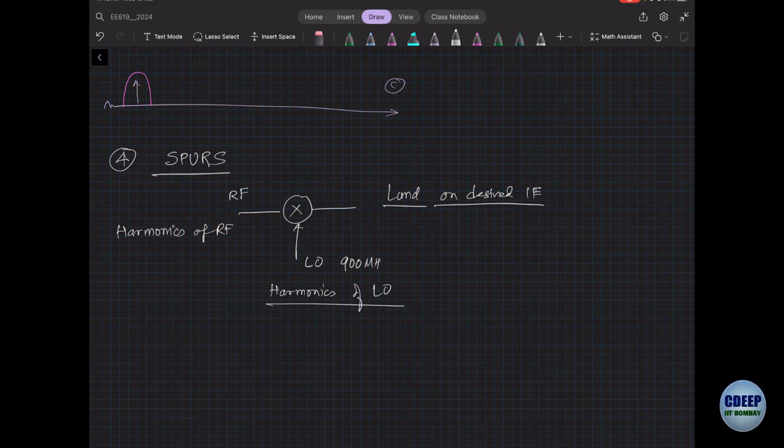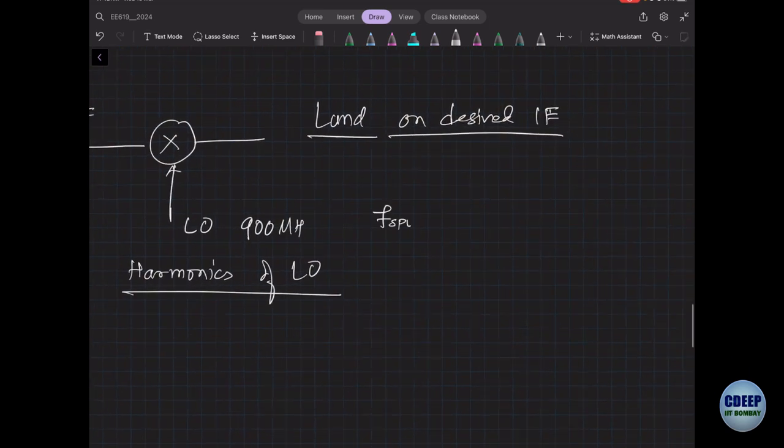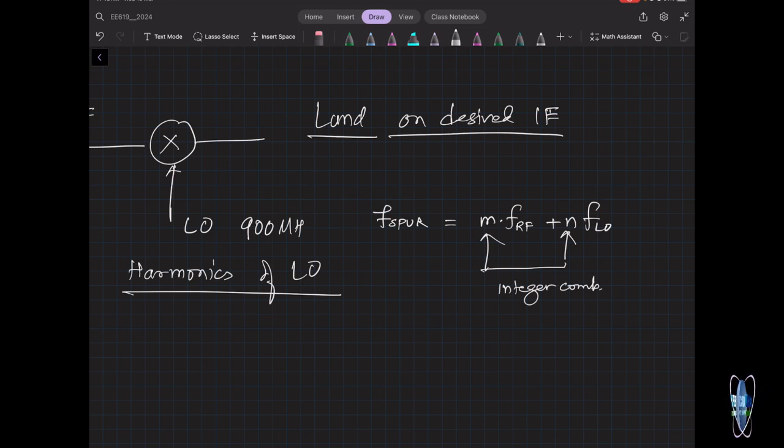So whenever you design a mixer, this F spur is generally defined as M times FRF plus N times FLO. And these are any integer combination. So, when you are designing a system, you want to make sure that there is nothing at these frequencies, at RF frequencies, wherever the harmonics of LO will be. So, you make sure that only your desired signal is being translated. That's why you need these filters at the input to remove stuff which is not in band.